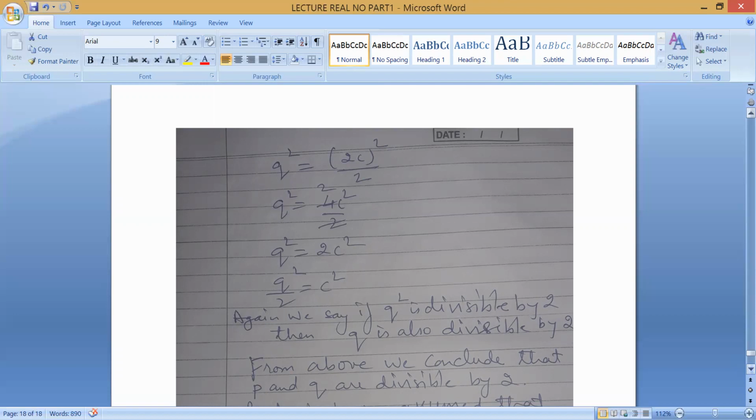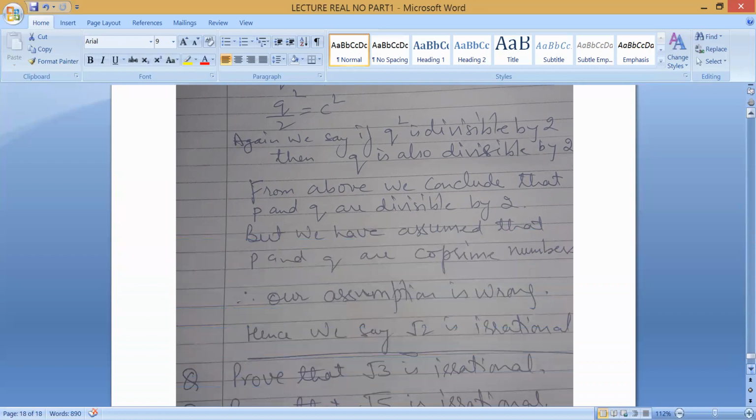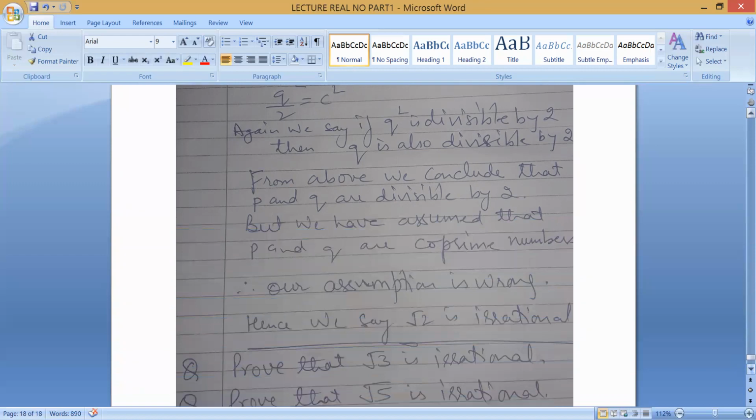From above, we conclude that p and q are both divisible by 2. But we have assumed that p and q are co-prime numbers. Therefore, our assumption is wrong. Hence, we say root 2 is an irrational number.